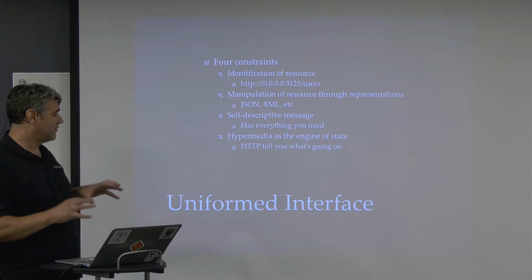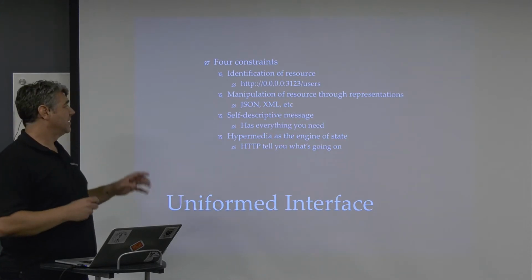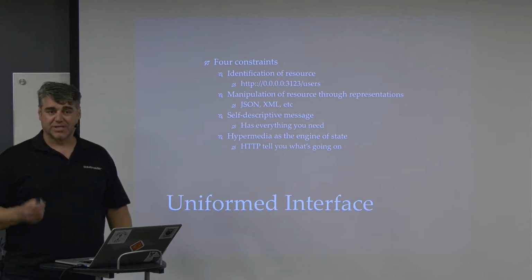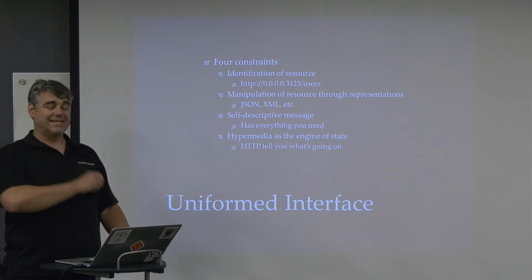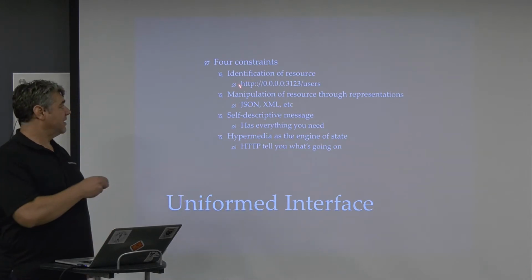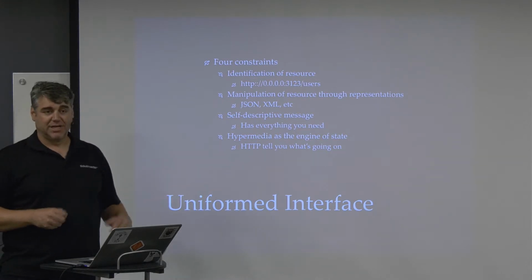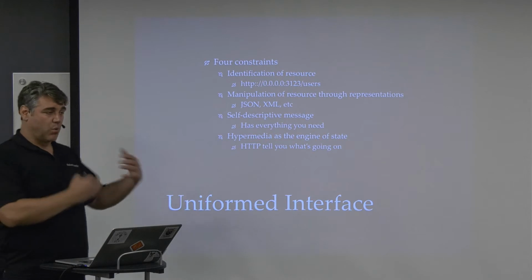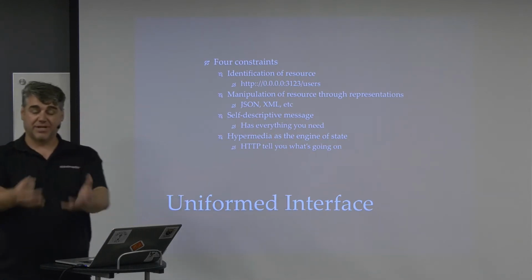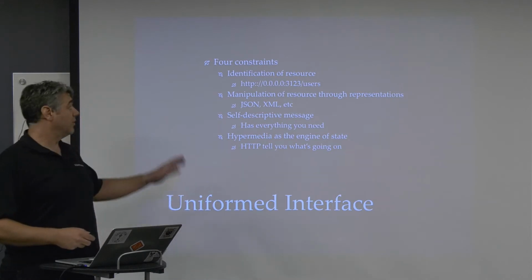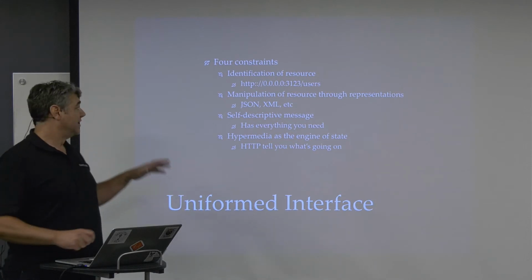It's basically that the uniform interface exists on 4 constraints. The first one is identification of a resource. Every resource has a unique identifier that is the same to everybody. Everybody goes to this URL to see the users on this system. It's not that for me it's one URL, and for someone else it's a different URL. If I want to share my information with you, I'd first need to figure that out. The identification for the resource is consistent to all.